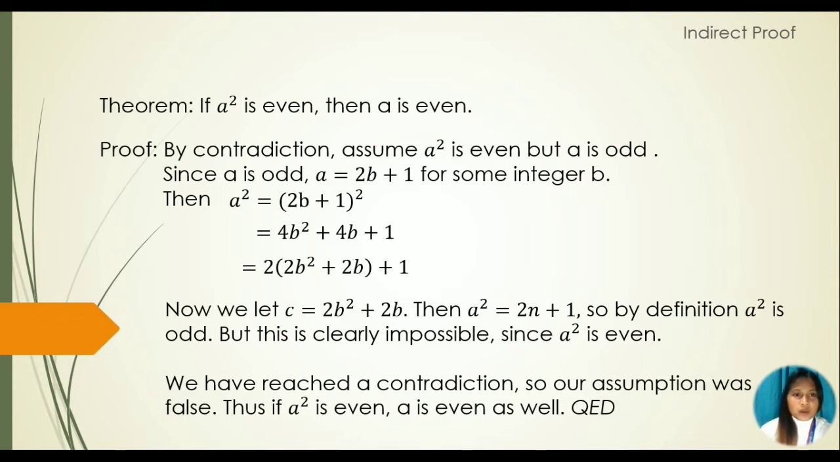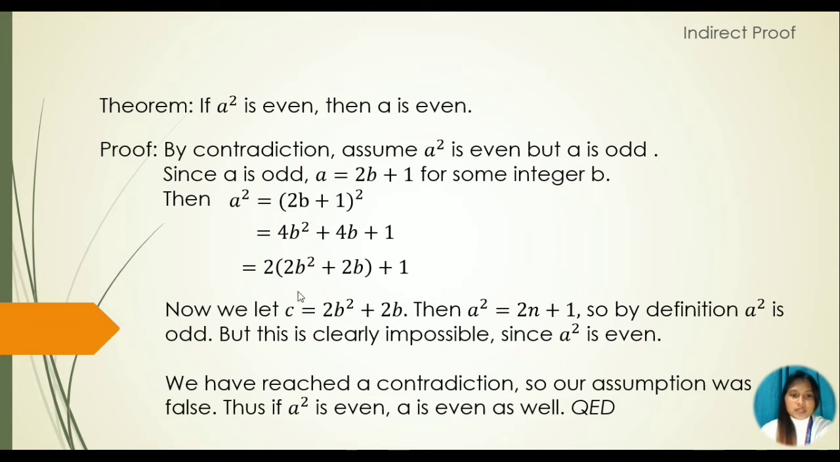If a squared is even, then a is even. So proof by contradiction: assume a squared is even but a is odd. Since a is odd, a is equal to 2b plus 1 for some integer b. Then a squared is equal to (2b plus 1) raised to 2. Then we will expand this. So we have 4b squared plus 4b plus 1. Then we can rewrite this as 2 times the quantity 2b squared plus 2b, plus 1.